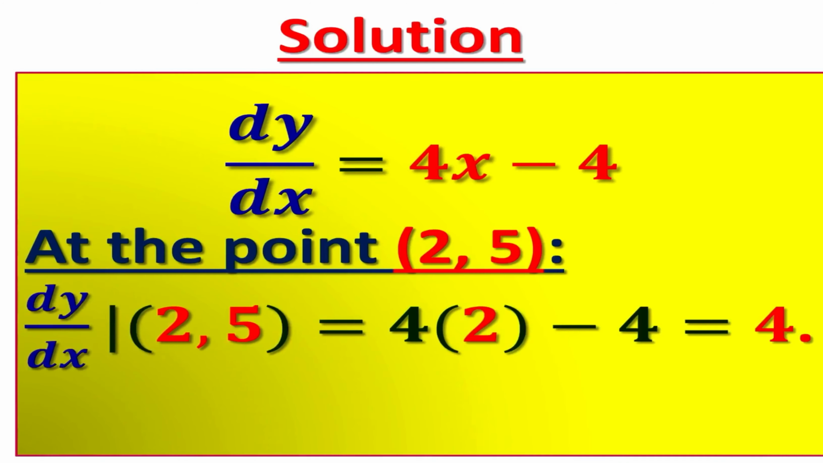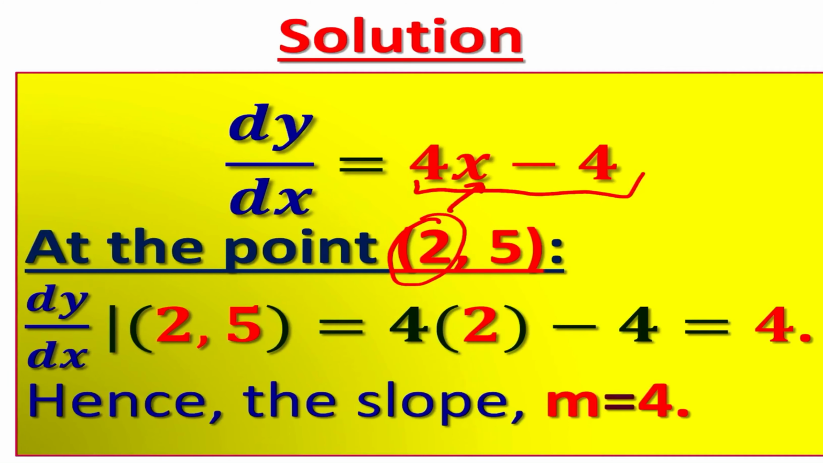Now at the point (2, 5) we can find the slope m by taking this 2 and plugging it in for x. So it's going to be 2 times 2 minus 4, which simplifies to 0. That's going to be your slope, or m.